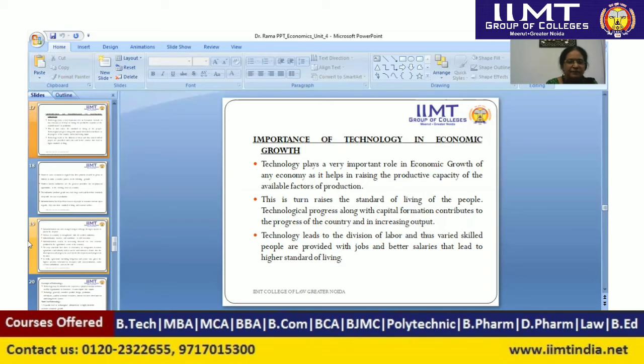The importance of technology in economic growth: technology plays a very important role in our country as it increases the standard of living. If a person has the skills and the knowledge of technology, then production may be increased very rapidly, and a skilled, educated person can get better job opportunities, and it will be the cause of a higher standard of living.